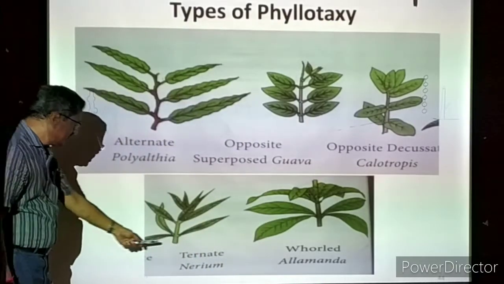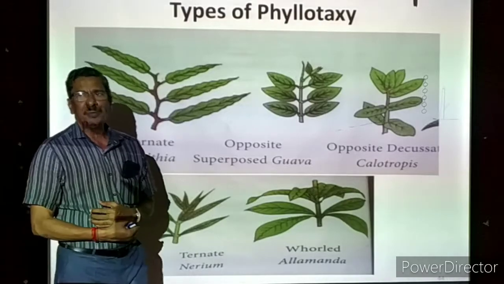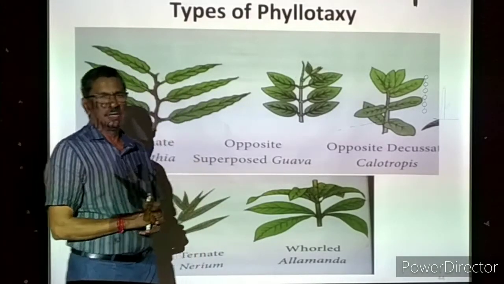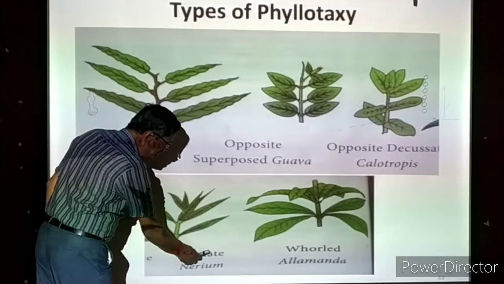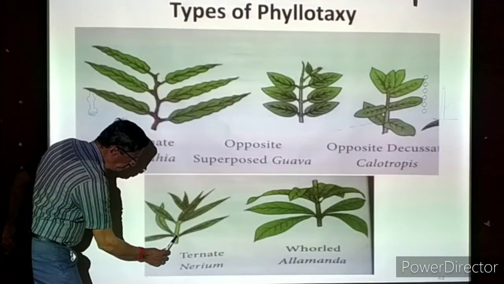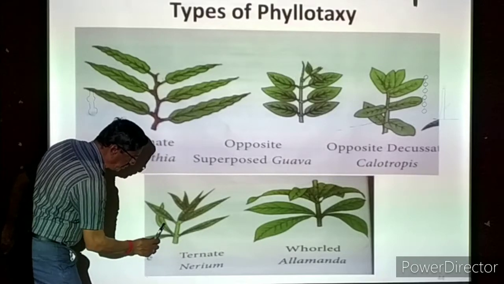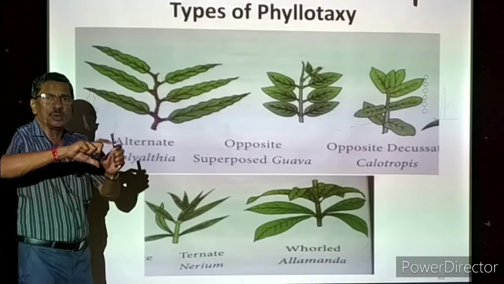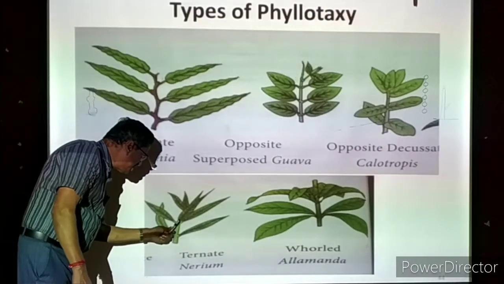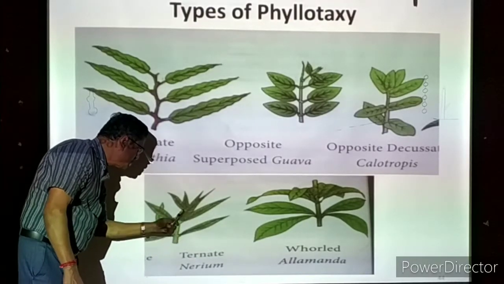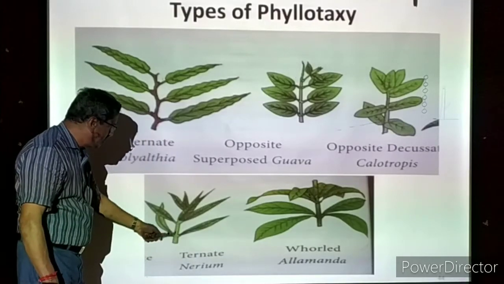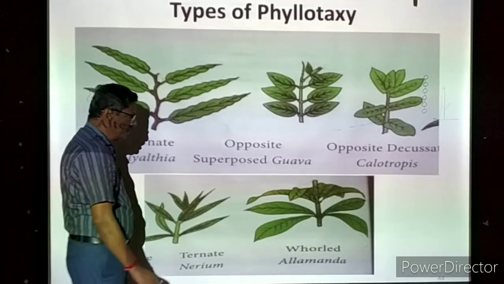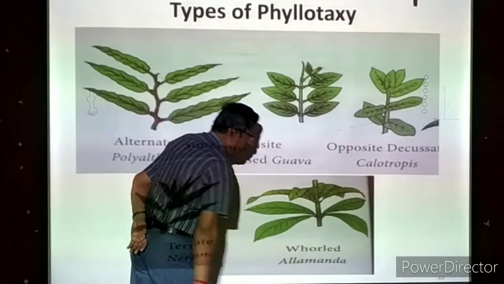Now we are coming to ternate phyllotaxy. Ternate means the condition is each node is bearing three leaves. That is the condition, ternate. Ternate means three. Now this is one node. In this node, three leaves are there. 1, 2, 3. They are arranged equally around the node. Equally around, at equal distance. Even in the next node also, three leaves will be there. 1, 2, front one. Like that, three leaves will be present. That is called ternate phyllotaxy. Example, Nerium. Then the last one is called whorled phyllotaxy.